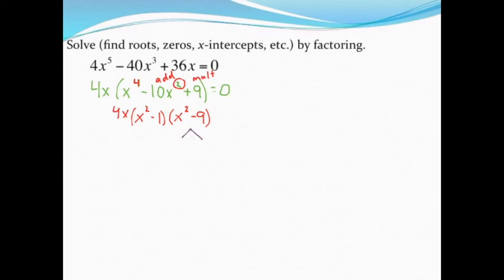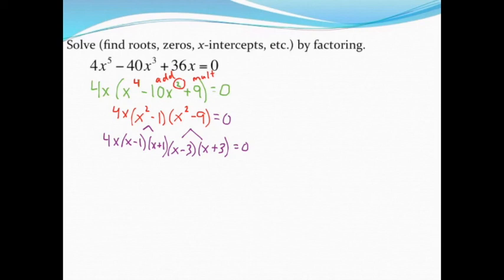Don't you love these problems? X squared minus 9 would factor into x minus 3 and x plus 3. Remember, we take the square roots and then I change the signs. If you need help with factoring, I highly recommend you go back and watch some of those factoring videos. X squared minus 1, the square root of 1 is just 1, so this will factor into x minus 1 and x plus 1. And then I've got that GCF in front still of 4x. So I end up with 5 total factors, 4 parentheses, and then that 4x in front.